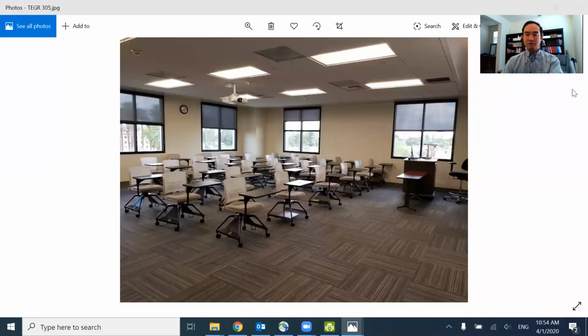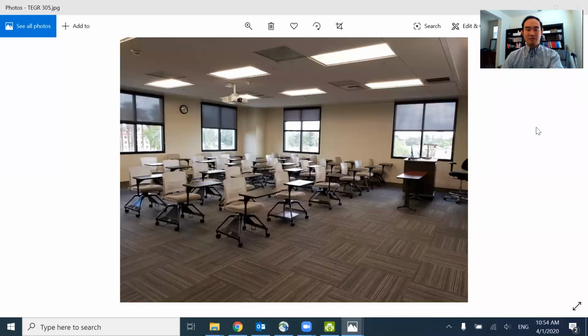Before I jump into the contents, I just want to share two pictures with you. The first one is our classroom. So here we go. So remember this room, the EGR 305, third floor? It's all empty. I took it last week when I visited my office, and it's quiet now.